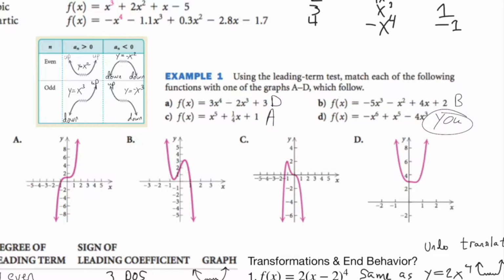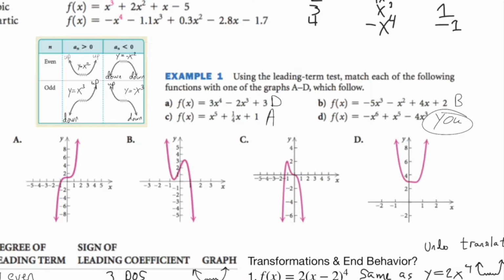B has -5 as a leading coefficient and 3 as a degree, so therefore odd degree, negative leading coefficient, that's going to be very much like y equals -x cubed, which is up-down end behavior. Which one looks like that? That's B right here, up, down. I can match this polynomial function with this graph, and there it is, B.